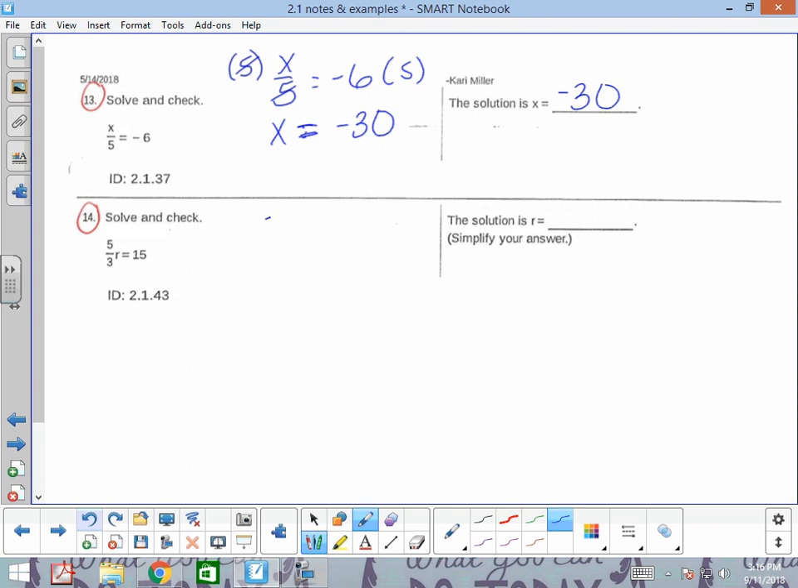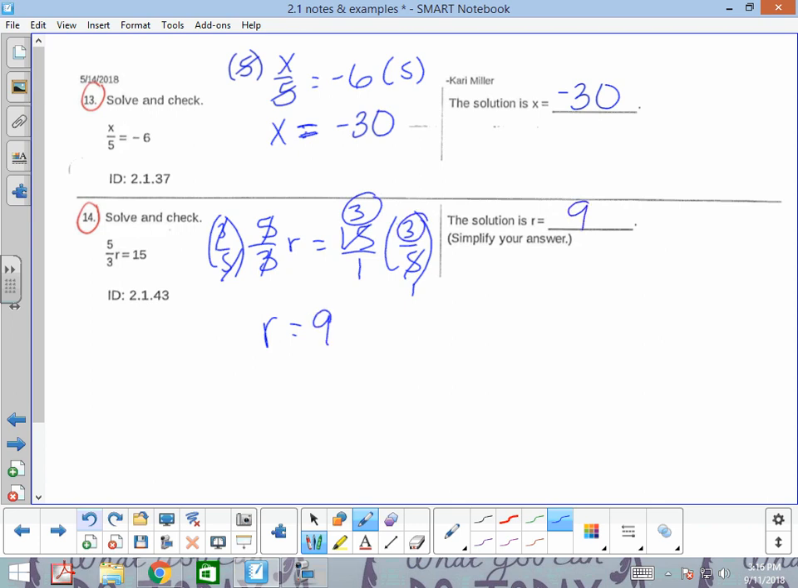On number 14. Okay, here I'm going to multiply both sides by 3/5. Multiply by the reciprocal. 5's and 3's cancel out on the left side. Reduce the 5 and the 15 by 5. And on top, I'm multiplying 3 times 3. So R equals 9.